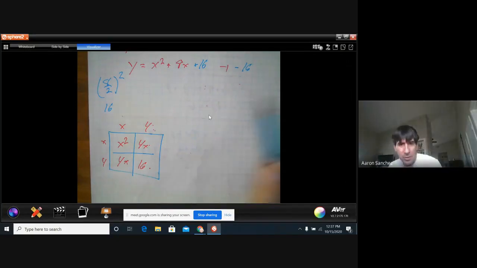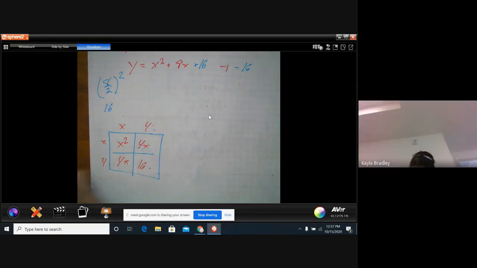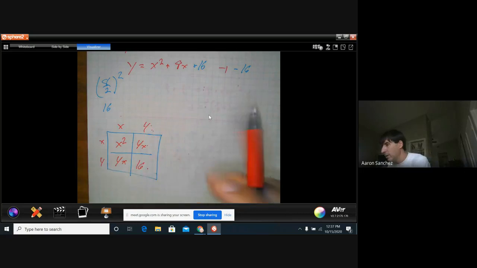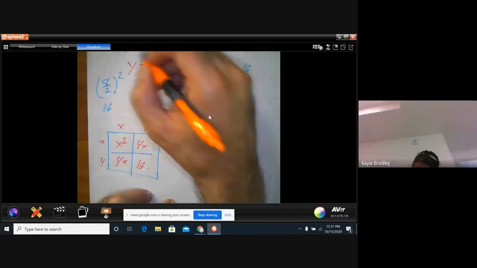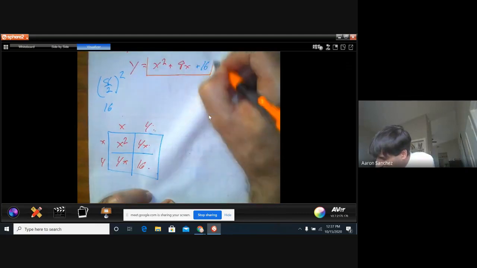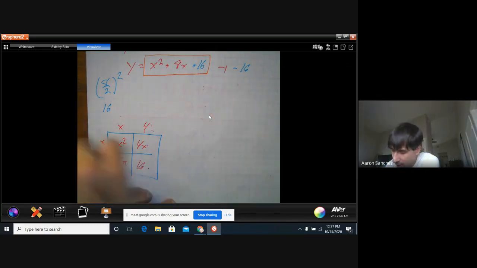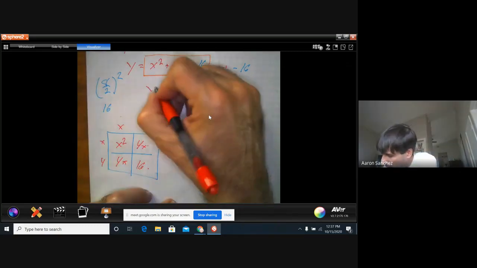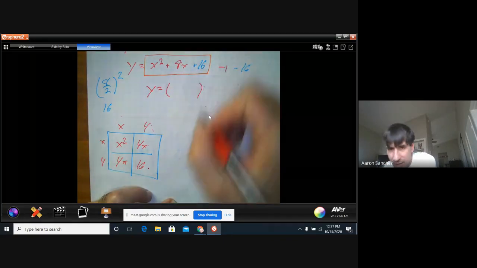Yes, so I did not change the value of the equation. I add 16 and take away 16, it's 0. Now, because of this right here, see that? Because I added that 16 to that, I'm going to ignore this here for a second. I made this a perfect square trinomial because I added 16 to that.